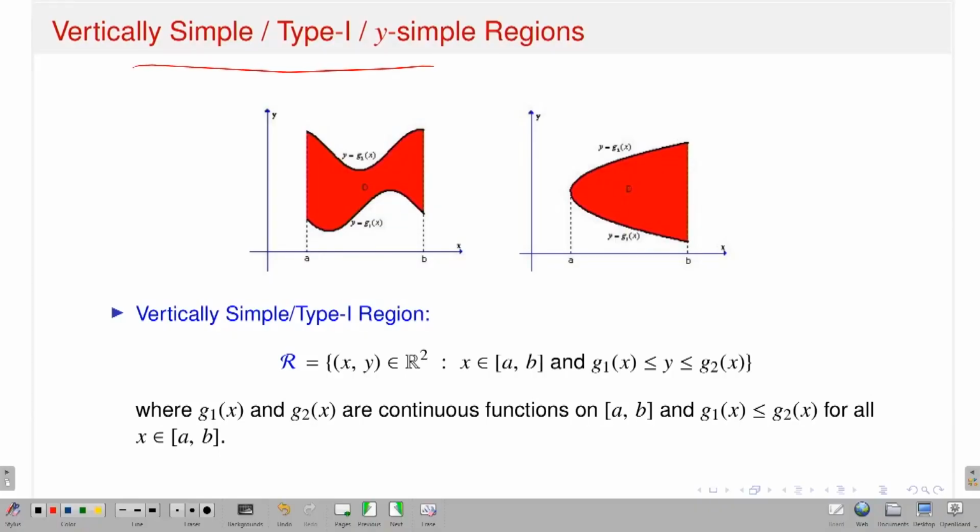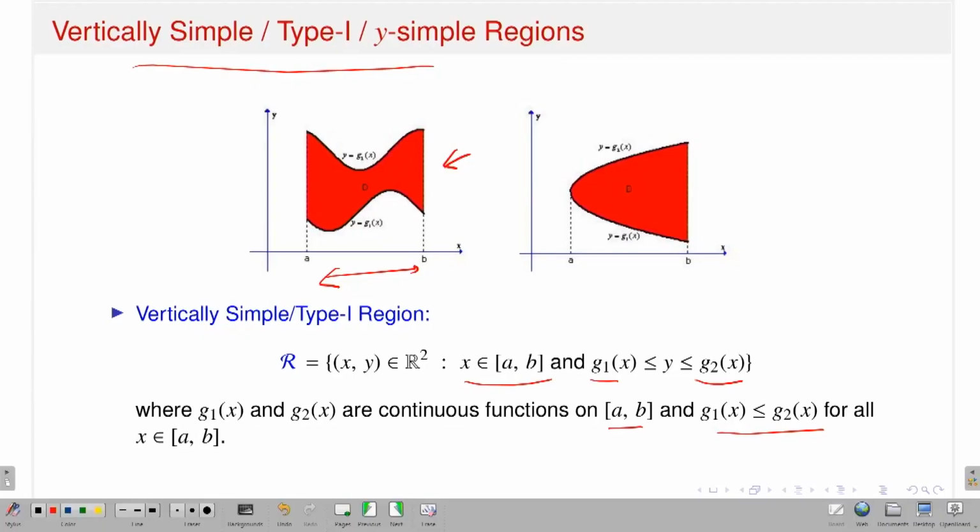Now I should start, of course I have already discussed vertically simple in my last lecture, but I will start once again. Vertically simple is a special type of domain which is not rectangular. It is a domain in R2 where x is running in the closed interval a to b, that is fixed, but y is running from one curve to another curve. So y is running between g1(x) to g2(x), where g1, g2 are two continuous functions on the closed interval [a, b] satisfying g1(x) less than or equal to g2(x). If these things happen, then I will say that this is a vertically simple, type 1 region or y-simple region.